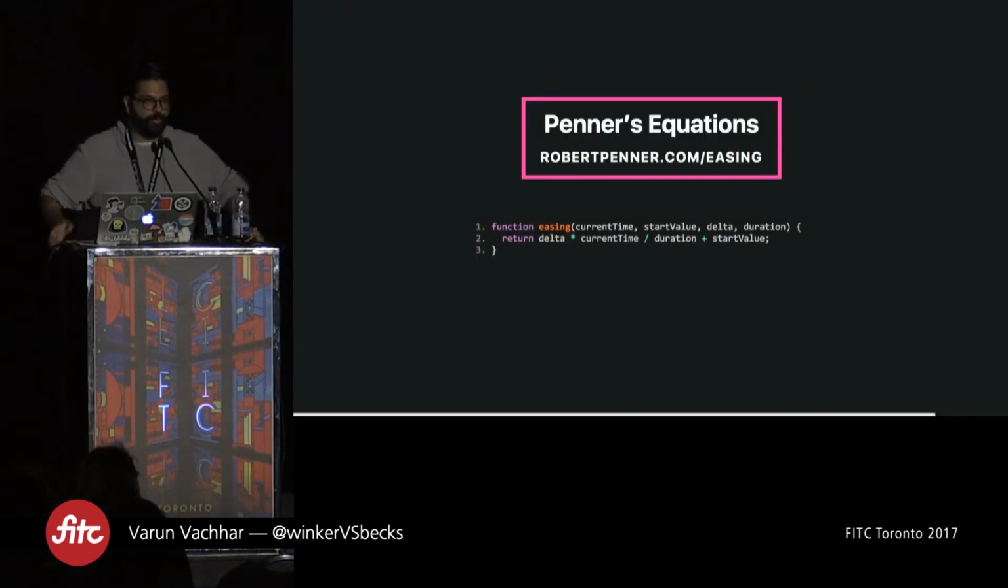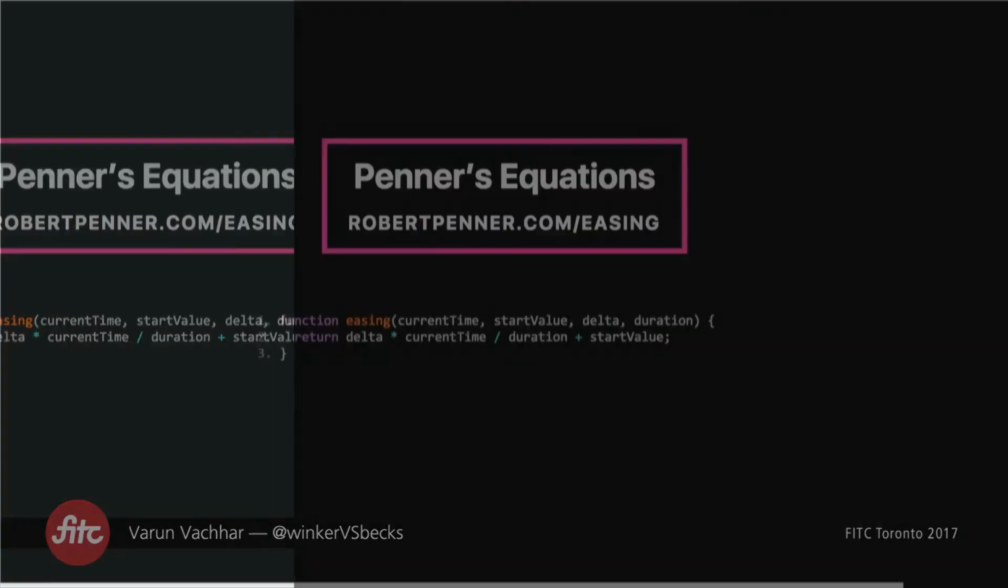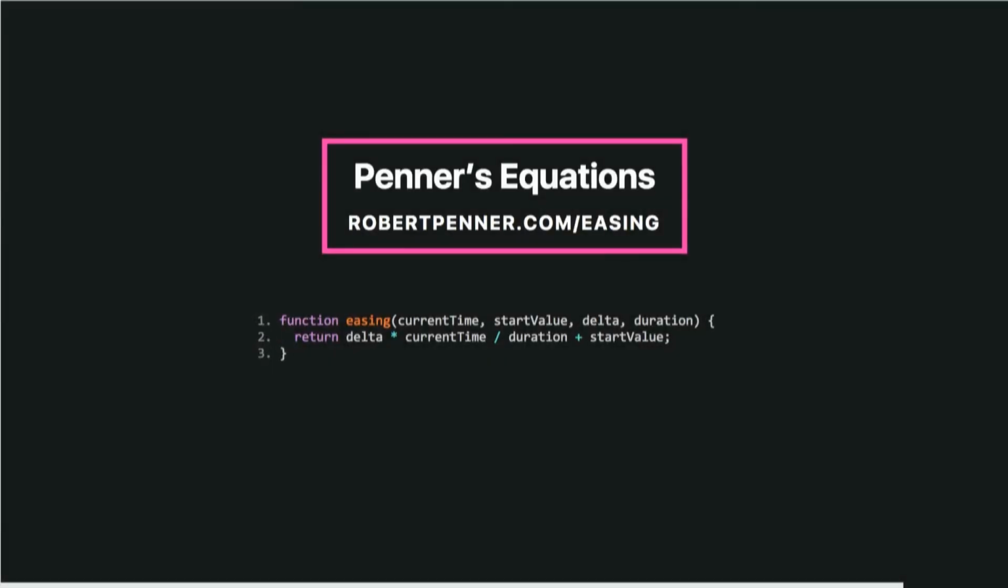You can actually build your own easing function. One of the most popular ways to do this, on the web especially, is to use something called Penner's equations. Penner's equations are a certain type of equations that take four variables and then construct how your animation is going to progress. So how is it going to go from the starting point to the end point?